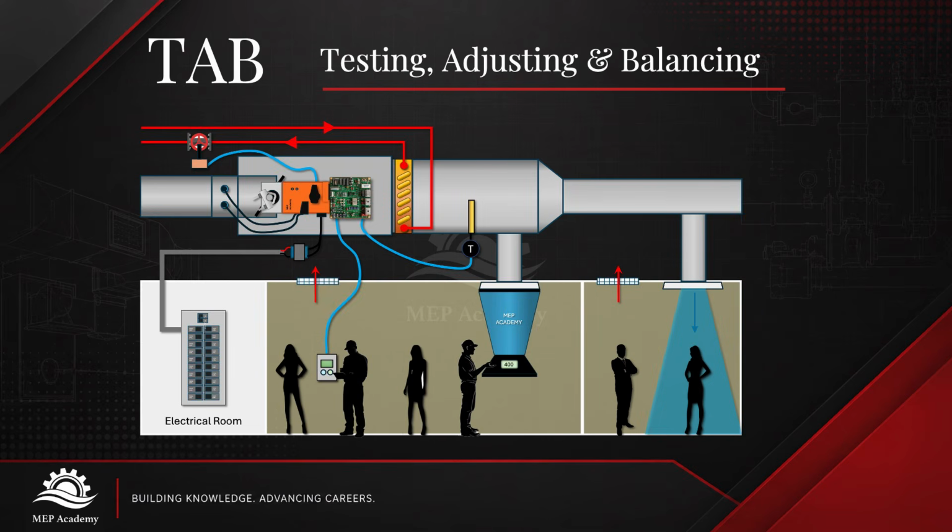Number 49. TAB, testing, adjusting, and balancing. TAB is the process of testing and adjusting an HVAC system to achieve the specified airflow and water flow. It helps verify that the completed system operates according to the design requirements.